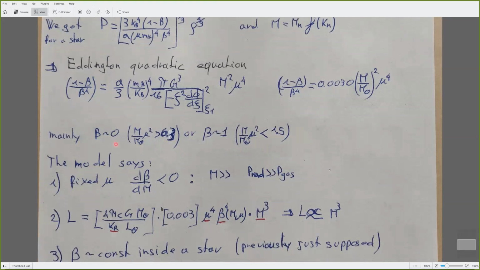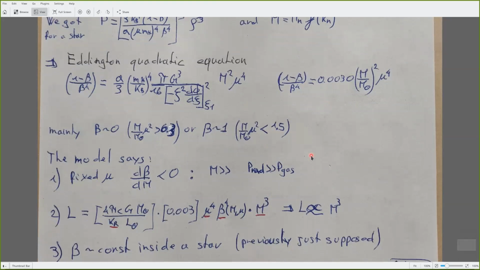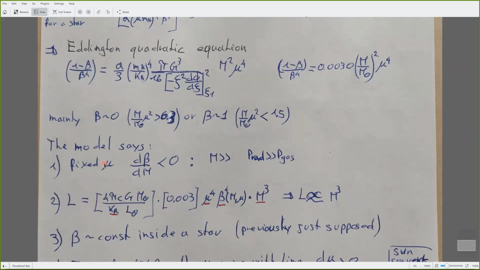Something that this model or this equation can tell us is that if you fix mu, the molecular mass, so essentially the chemistry, beta decreases with the mass. So increasing the mass, the radiative pressure becomes bigger than the gas pressure. We saw something like this also yesterday.